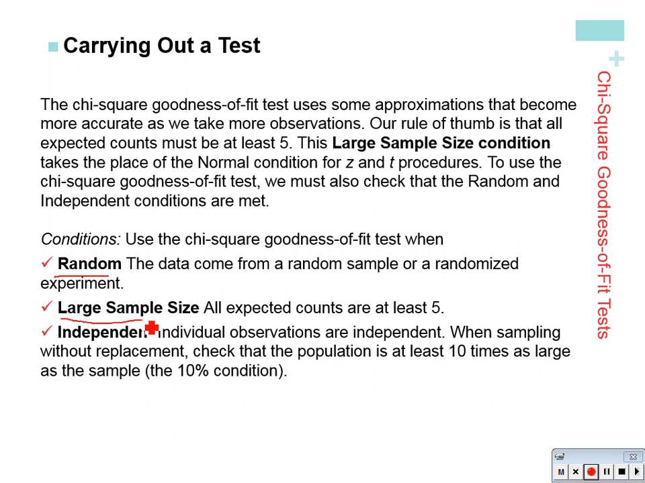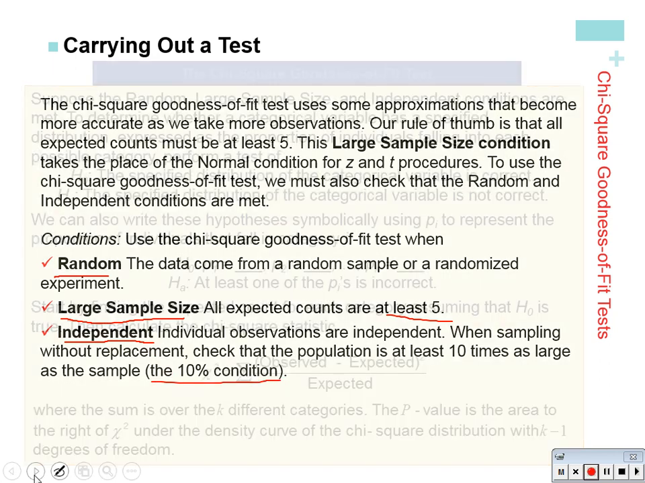We have the large sample size condition, which means that all expected counts must be at least 5, and then the independence condition, which basically refers to if we're sampling without replacement, that the 10% condition must be true.